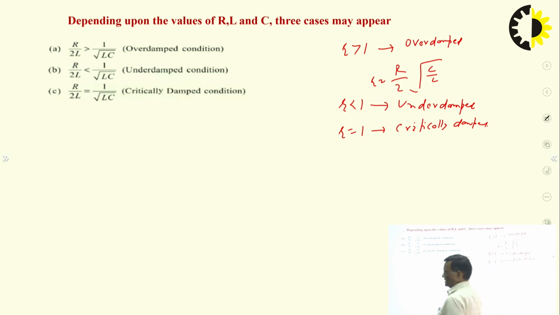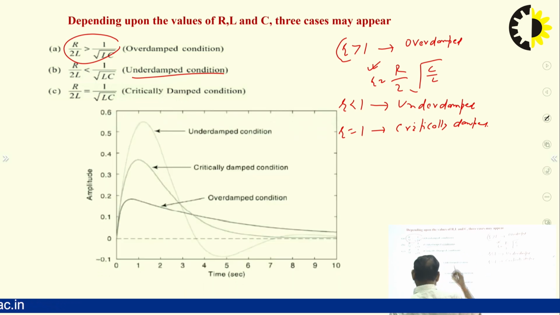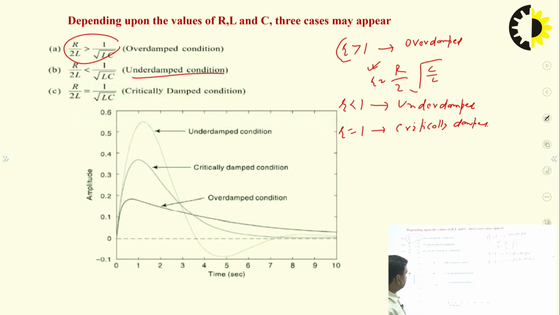So there are three cases depending upon the value of zeta, which depends upon the circuit parameters R, L and C. It is the overdamped case if R by 2L is greater than 1 by root LC. Basically, this comes from this expression and this. If R by 2L is less than 1 by root LC, the case is underdamped, and when R by 2L equals 1 by root LC, the behavior is critically damped. We can draw the graphical representation of these 3 cases.